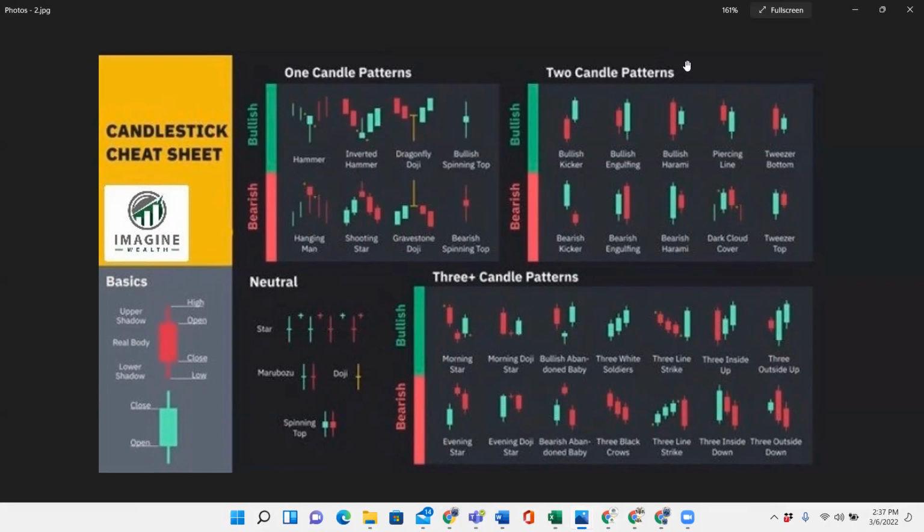These are the 2 candle patterns right over here. This is the bullish set. We have the bullish kicker. We have the bullish engulfing. I actually personally liked that one myself. We have another bullish candle over here, the piercing line.